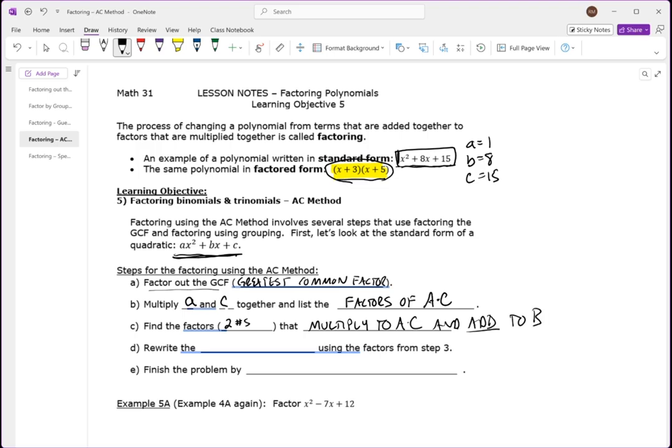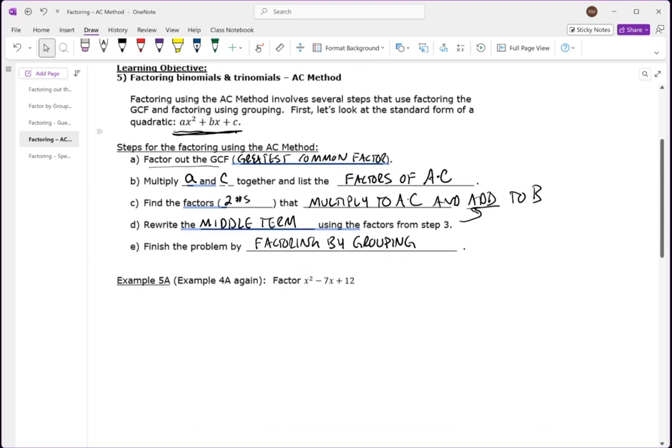Then we're going to rewrite the middle term using the factors that we found in step 3. And then we get to finish the problem by factoring by grouping. If you didn't understand factoring by grouping, you may want to go back and watch that video. So let's actually see what this looks like in practice, because that was just a lot of words.